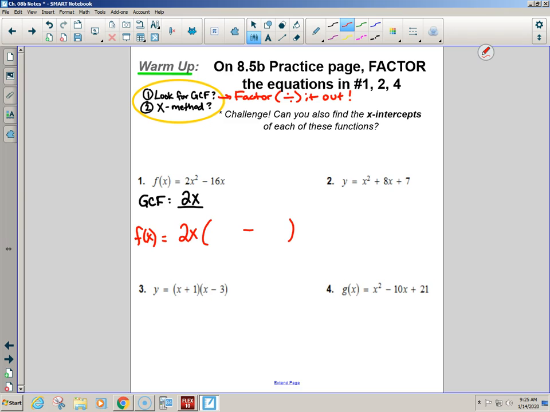Dividing it out. When I pull out the 2x, remember, I am taking it away from the first term, and I'm taking it away from the second term. This is technically the math way of showing it.